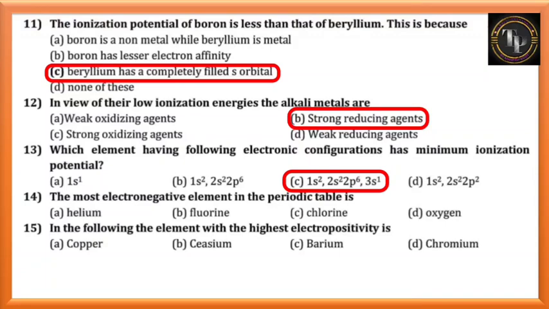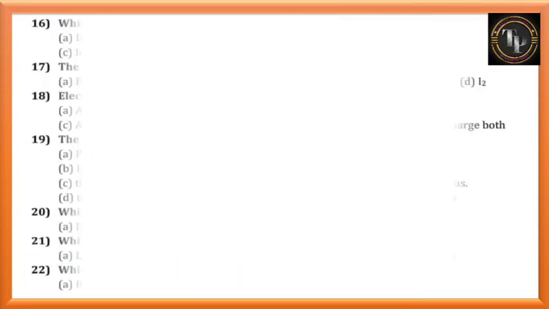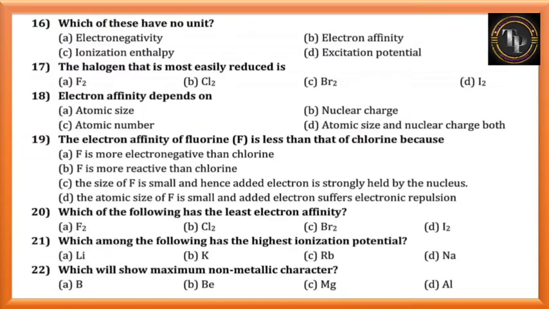The most electronegative element in the periodic table, fluorine. 100% it is fluorine. Among the following, the element with the highest electropositivity is cesium. Which of these have no unit? Excitation potential, electron affinity, ionization enthalpy, electronegativity. So electronegativity does not have any unit. The halogen that is most easily reduced, fluorine.